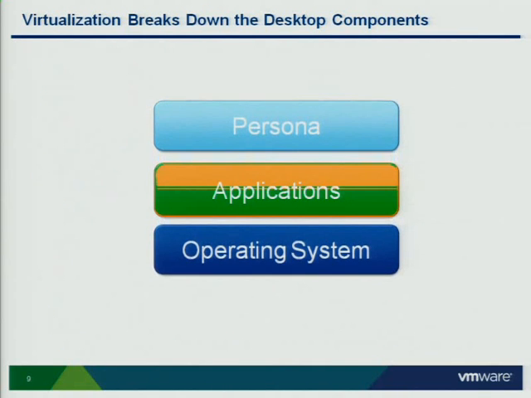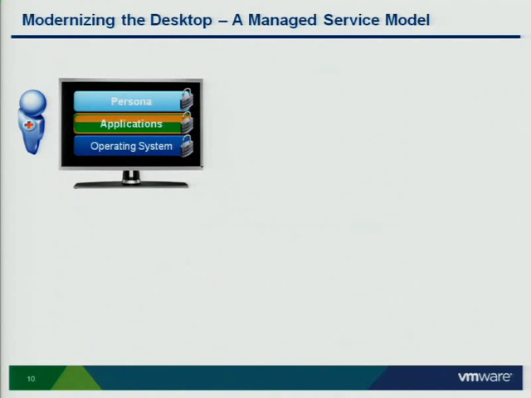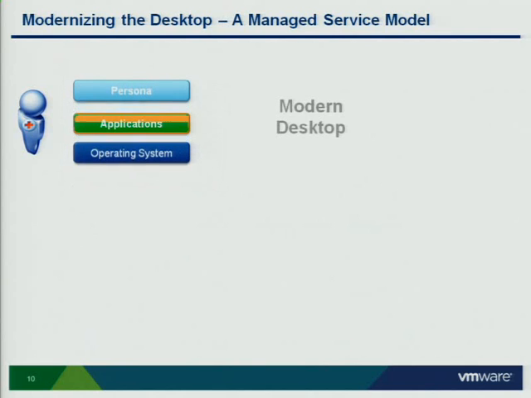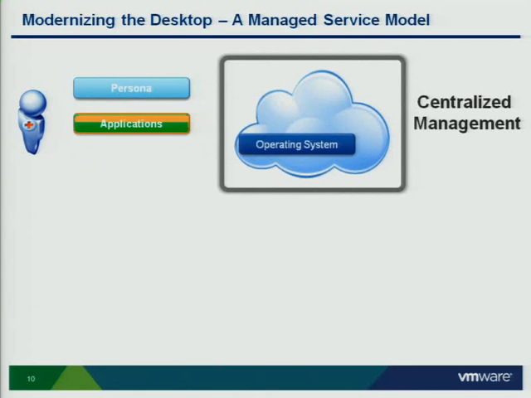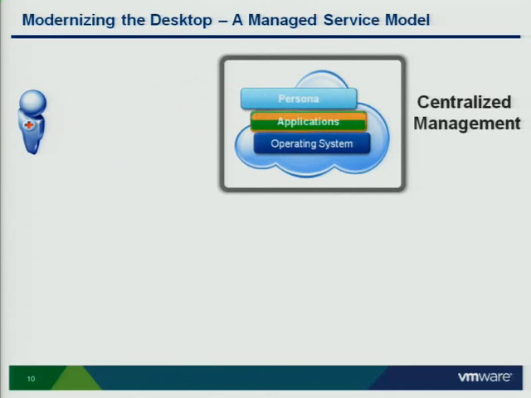So we can use virtualization to start solving some of these challenges. And using virtualization, we can start breaking down the different components of the desktop. We can separate the operating system from the underlying device. We can separate the applications from the operating system. And we can further separate out the user data and settings, which we call user persona, and keep them persistent. We can then move these different desktop components into the data center or into the cloud, where we can manage them independently of each other.